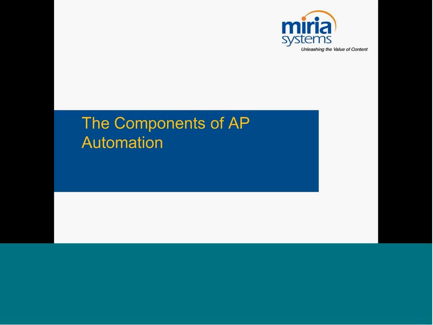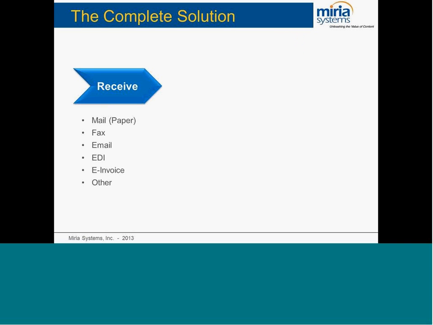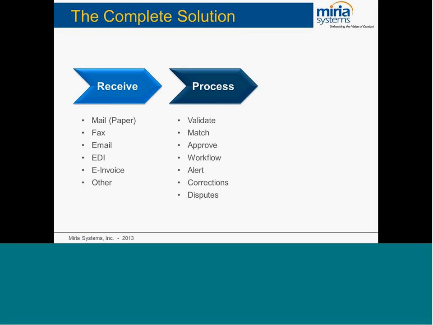So let's talk about the technology a little bit and the components. We framed out the business problem here a little bit, so let's sort of walk through the process. The first part of every business process is receiving. You have to receive in the invoices from the vendor, the fact that you owe them some type of payment. You get that through mail, via paper. You may get fax, email, EDI, e-invoice, or other. All of those options are pretty common today.